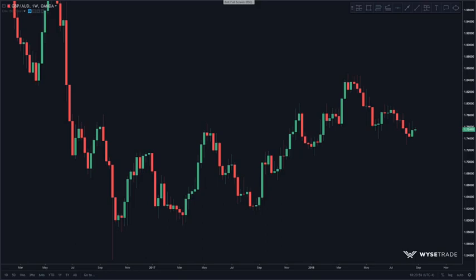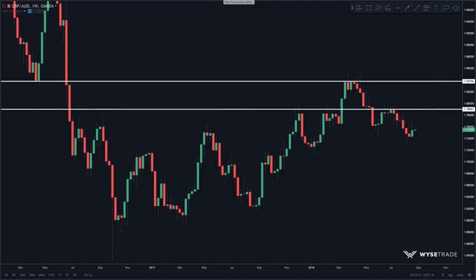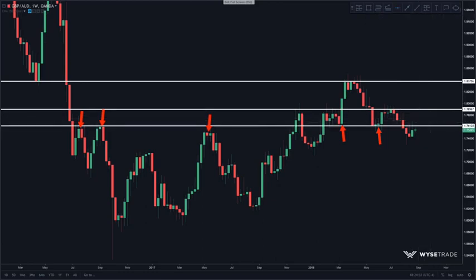At the top here, this level acted as support here and resistance here. So we draw in a level. Next we have 2 rejections, another level. Next, 5 rejections. Draw in another level. Down here, 5 rejections. Another level.